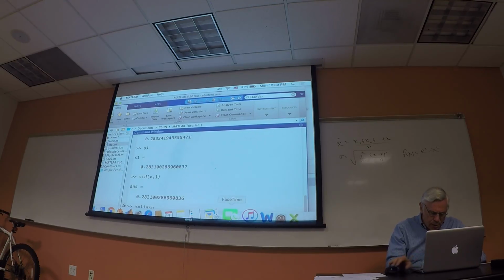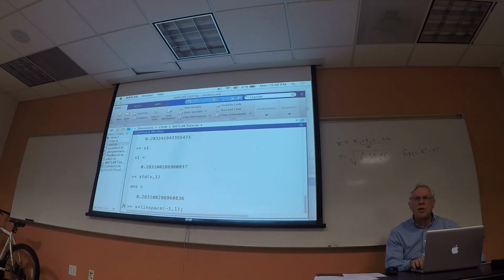Clean space. Everybody can see what I'm doing, right? Clean space, -1 to 1. And you know what that does, right? x is now a vector of 100 points that goes from -1 to 1 exactly.